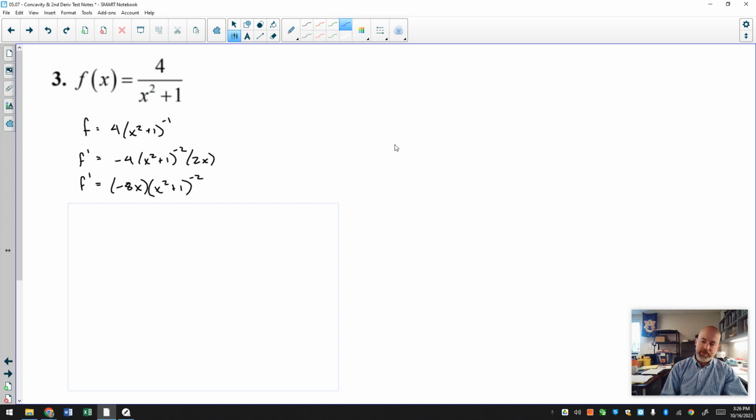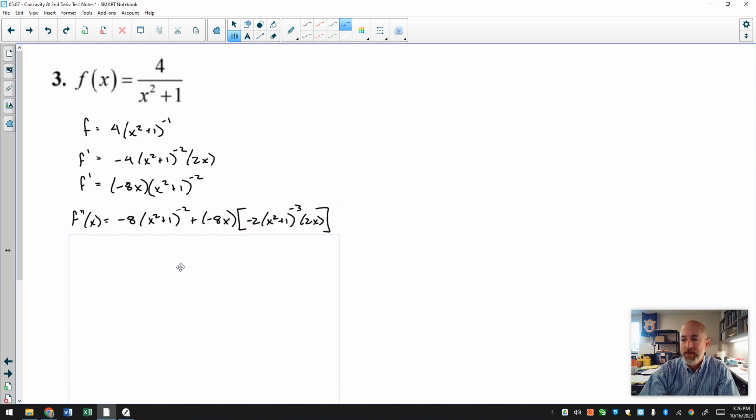Now the second derivative gets a little bit hairier, because now I have a product rule with a chain rule for the derivative of the second piece. If you wanted, you could move x squared plus 1 to the denominator and do a quotient rule. However, with that quotient rule, you will have a chain rule when you do the derivative of the denominator. I would rather just do the product rule.